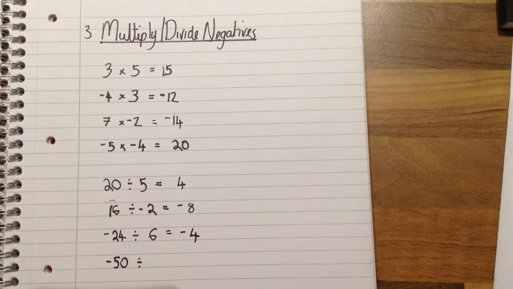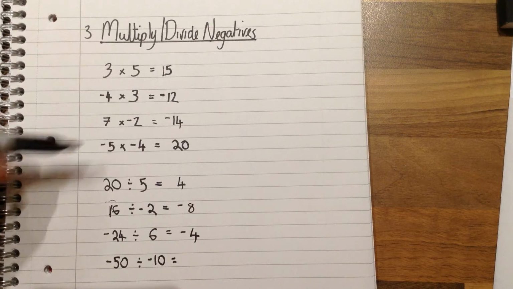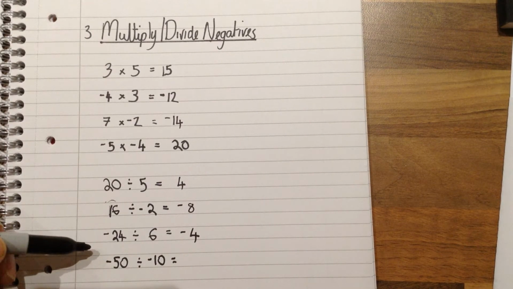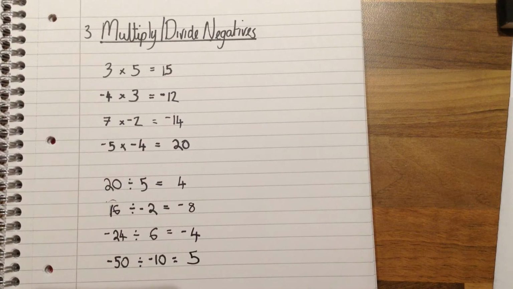So here we're going to do negative 50 divided by negative 10. Just as with the multiply question, this works exactly the same. Negative and another negative, so both of them are negative, it will give us a positive answer. So because we know it's positive, we just need to do the divide now. So 50 divided by 10, that gives us 5.